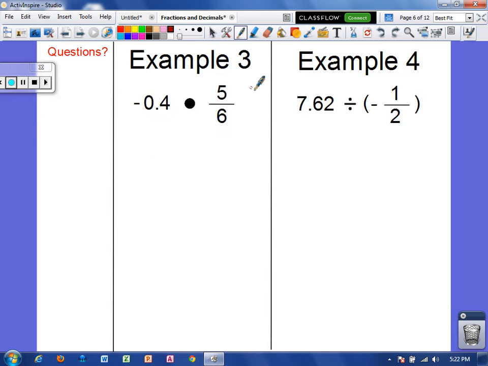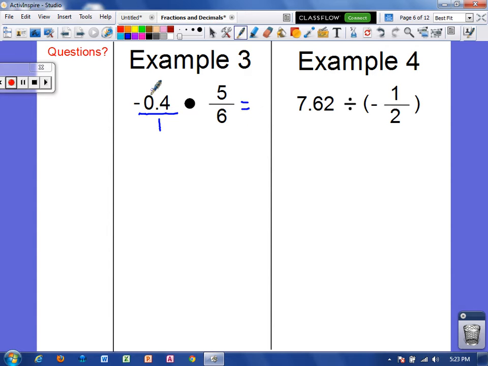All right, example 3. We have negative 0.4 times 5 over 6. Now, I told you guys earlier, if we're multiplying or dividing, we do not have to convert. And here's why. We can simply follow multiplication rules: multiply numerators and then multiply denominators. So any number that doesn't look like a fraction, we simply put it over 1. Now, I know you're used to seeing this with whole numbers, but it works with decimals as well. If we put it over 1, that makes it look like a fraction, and then we can multiply.